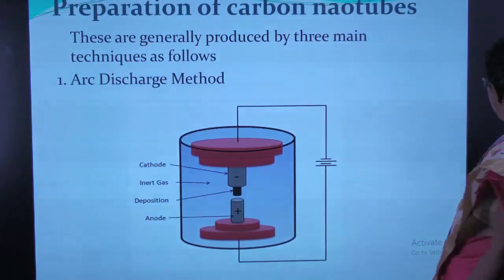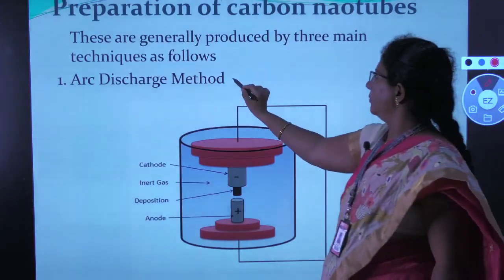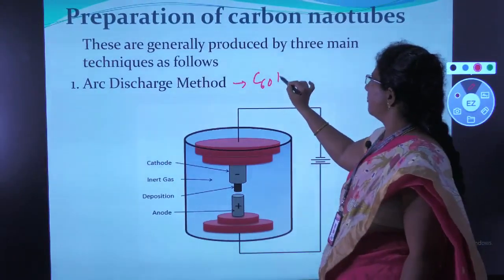Coming to the first method, the arc discharge method. This method is mainly used to prepare C60 fullerenes.